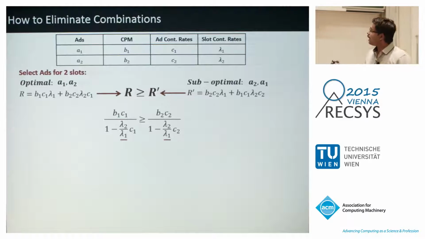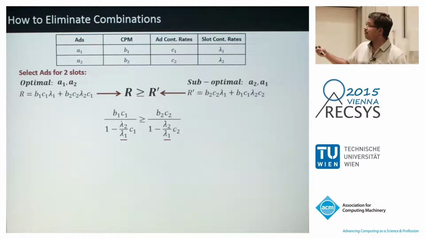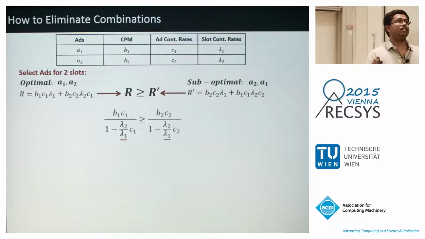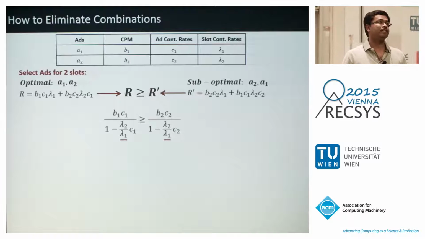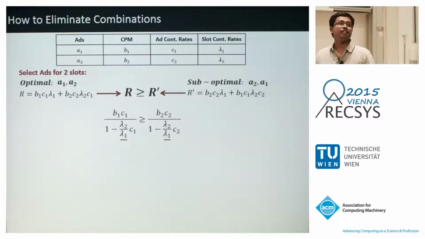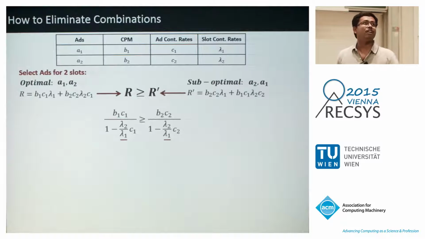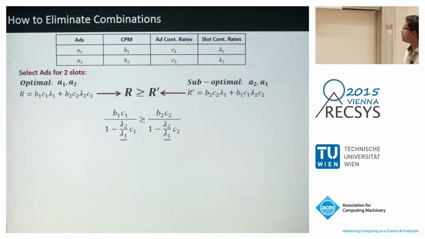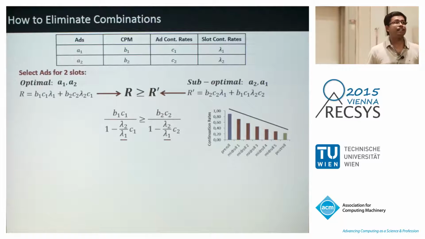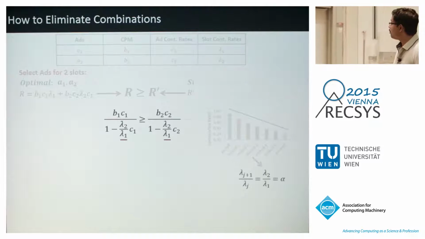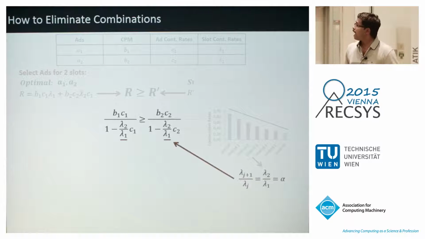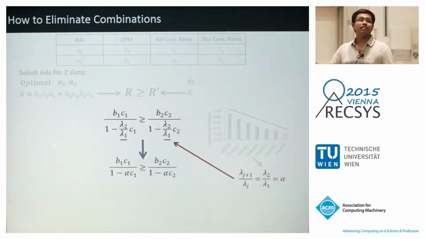So if by any magical method I can eliminate this lambda 2 over lambda 1, I can generalize this descending order and I can eliminate quite a few combinations. But the hurdle is I cannot do that because this is slot specific, and I cannot do that before assigning it to slots. So this is where we take our first leap of assumption. We assume that slot specific probabilities are linearly decreasing. So that helps us how? Because now lambda 2 over lambda 1 is a constant. We plug it back, and that gives us this nice descending order.